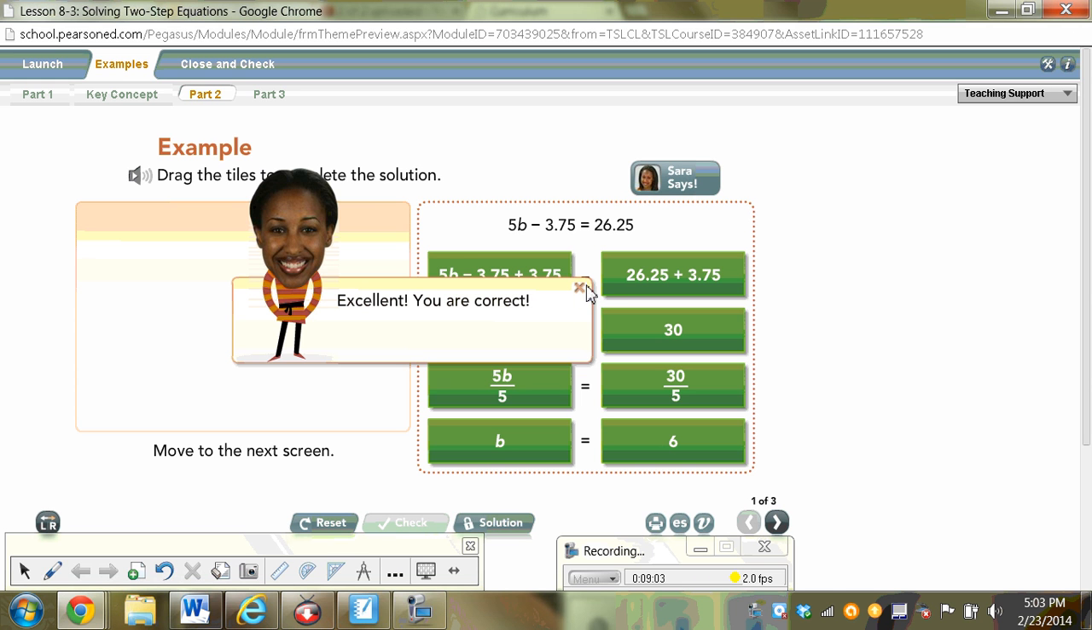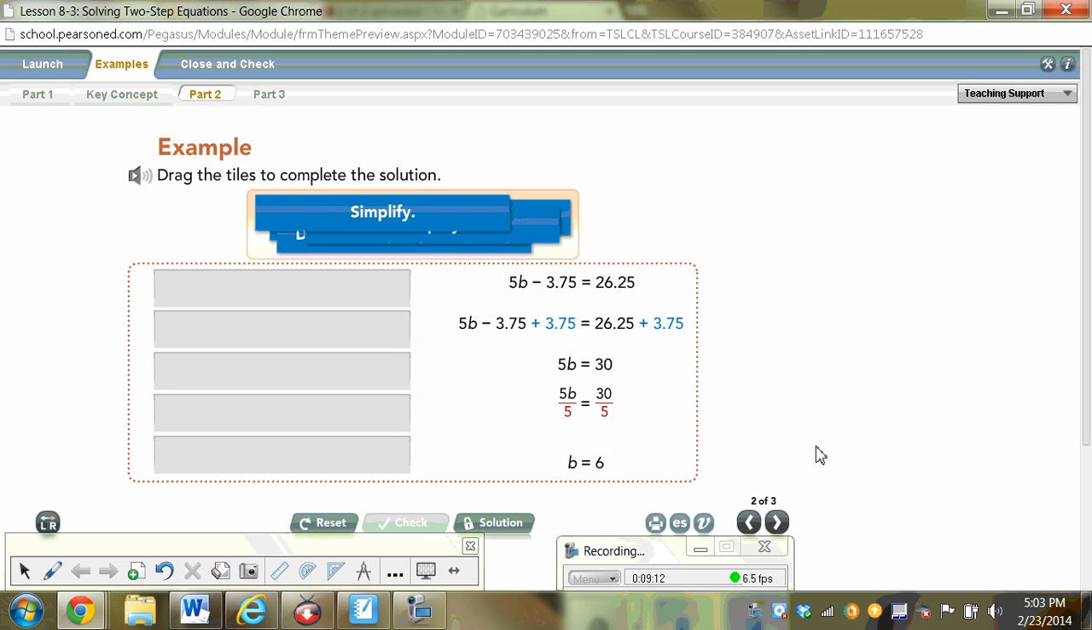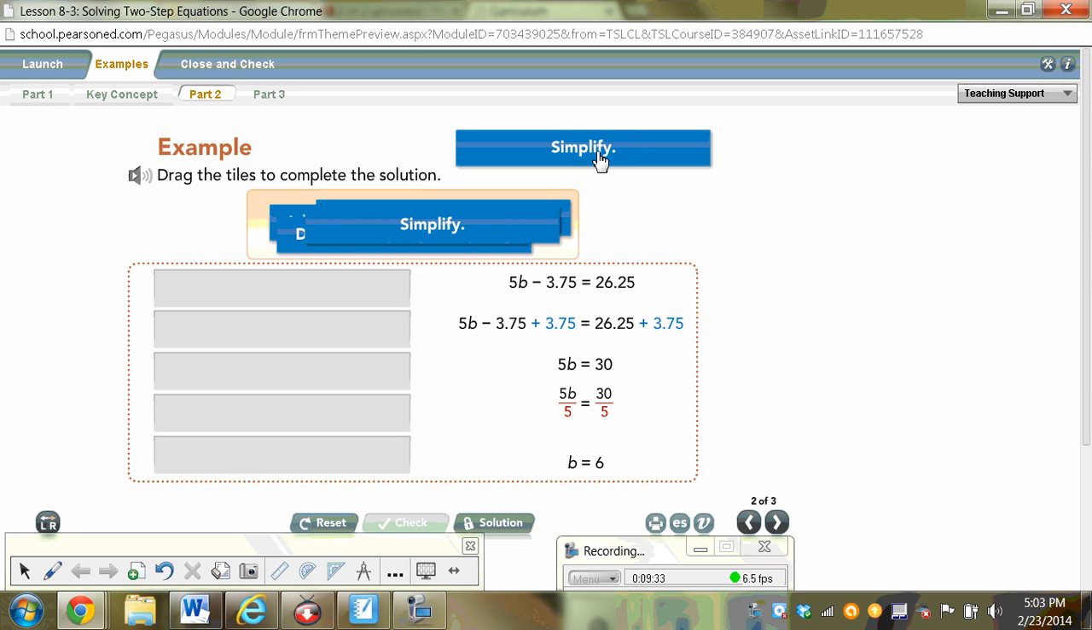Okay, so we need to drag the tiles to complete the solution. So this time, they show us every step. And look, it's the same problem. Guess what's important in this lesson? How to solve a two-step equation, knowing when and what to do. So we needed to write the original equation.